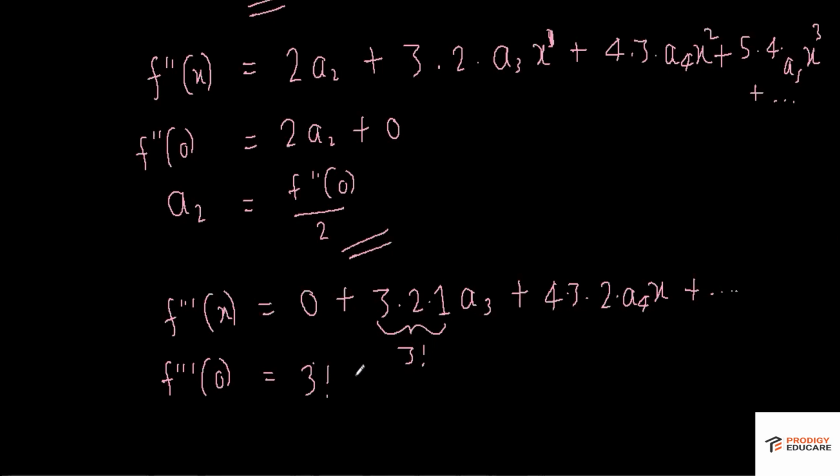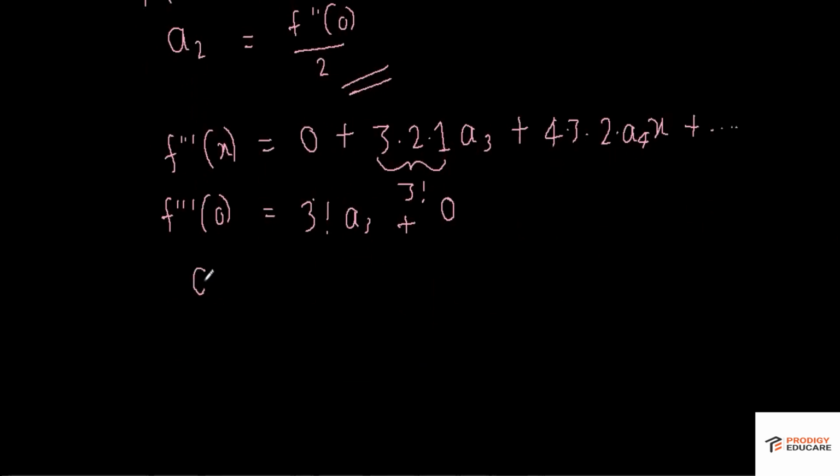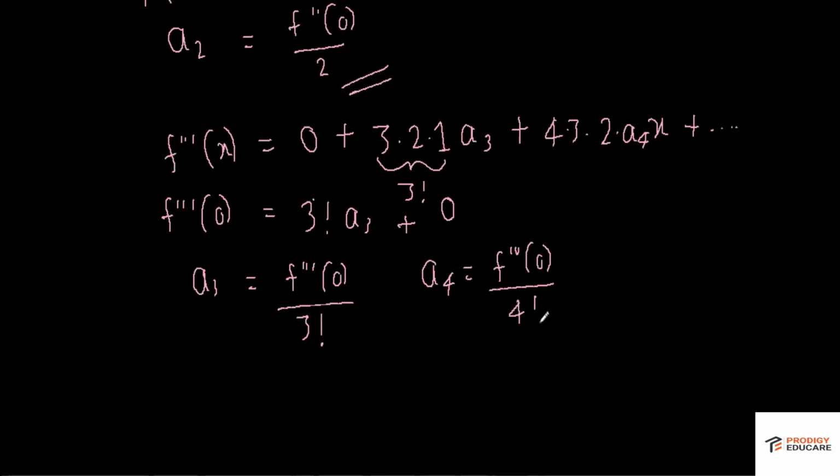So this is 3 factorial a3 plus remaining all the terms have a term of x in this. So they all will get vanished. So I'll just simply write 0. So what I'm getting, I'm getting a3 as f triple dash of 0 upon 3 factorial. Similarly, a4 I'll get as f fourth dash of 0 upon 4 factorial, and a5 as f fifth dash, that is fifth time differentiation of 0 upon 5 factorial, and so on. So this is the pattern that we get.